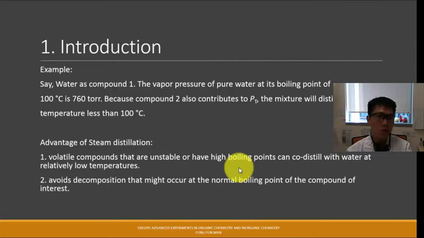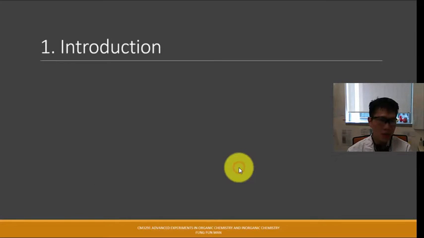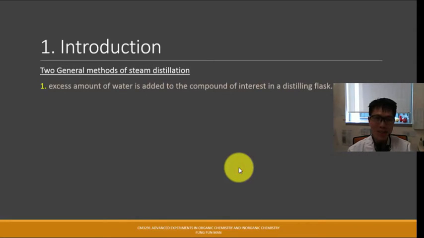Okay, so it's very useful, steam distillation. It is your first time, might be the last time doing this, so do it once, do it well. Now in general, there are two methods of steam distillation. Number one, we are using an excess amount of water with the compound of interest, in this case clove oil, and we put it into a distillating flask. So here we're using a flat bottom flask.